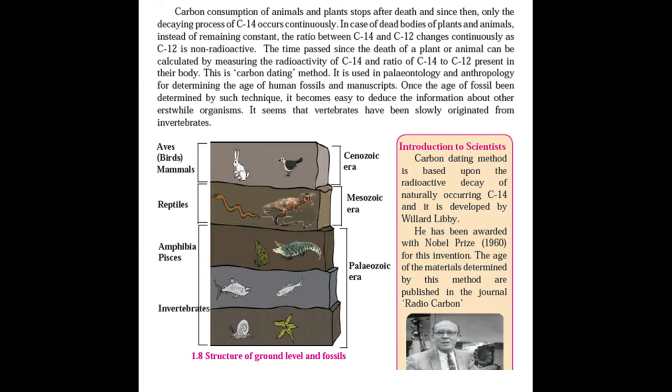This is called the carbon dating method. It is used in paleontology and anthropology to estimate the age of fossils and manuscripts. Once the age is determined, it's easy to find out the information about other organisms. It looks like vertebrates have slowly originated from invertebrates. Now, let's have a look at this diagram. Structure of ground level and fossils. So there are different eras: Paleozoic era, Mesozoic era, Cenozoic era. So these animals got stuck in the layers of the earth during different time periods.